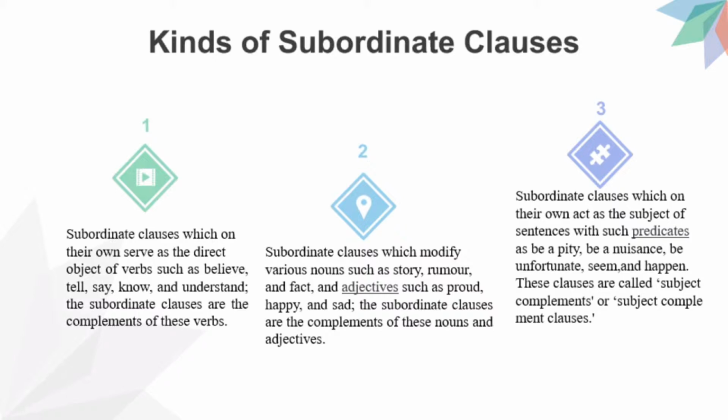3. Subordinate clause which on their own act as the subject of a sentence with such predicates as be a pity, be a nuisance, be opportune, seems, and happen. These clauses are called subject complement or subject complement clauses.